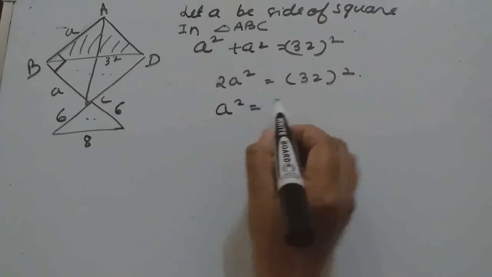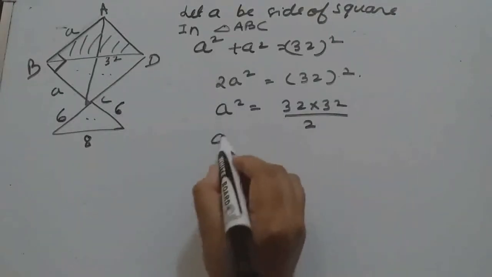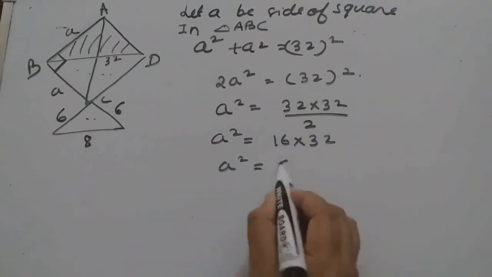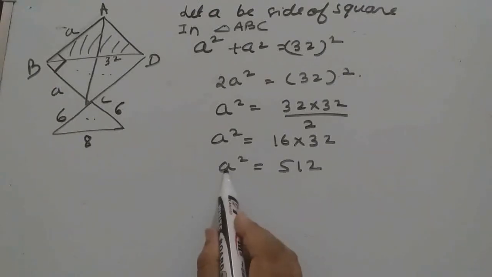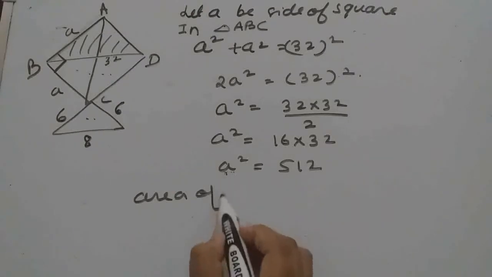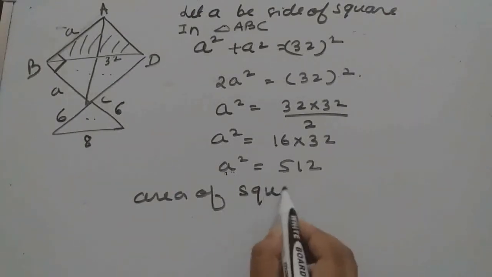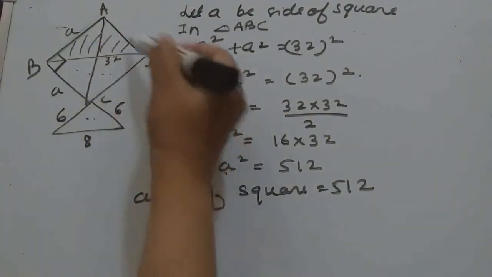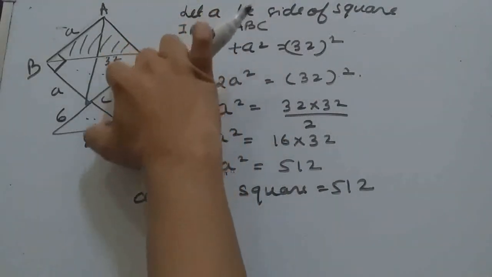So A square means 32 into 32 divided by 2, which will give 16 into 32, which is 512. So A square is what? Side into side. Side into side is the area of the square. So no need to find the square root of this. Area of square we can write 502. This complete area is 502, but we should know these two shaded areas separately.